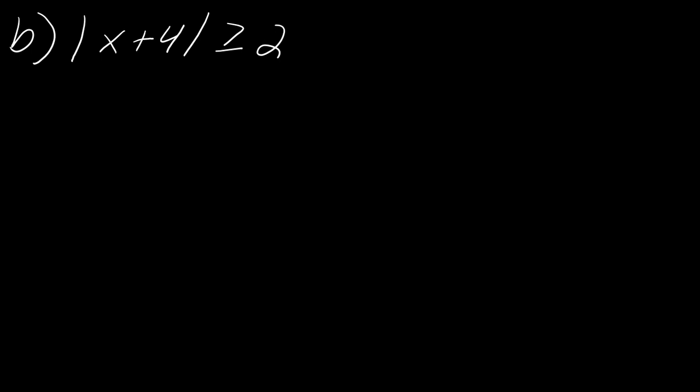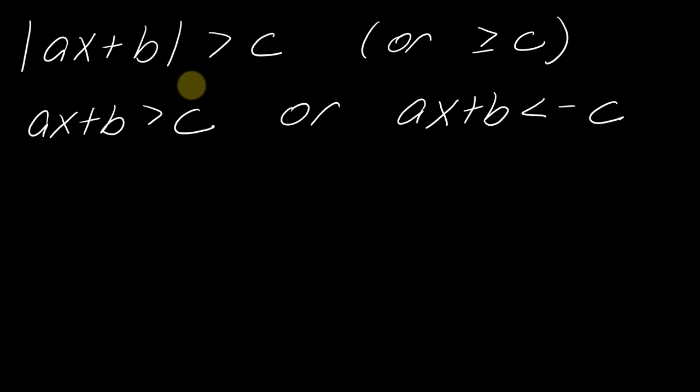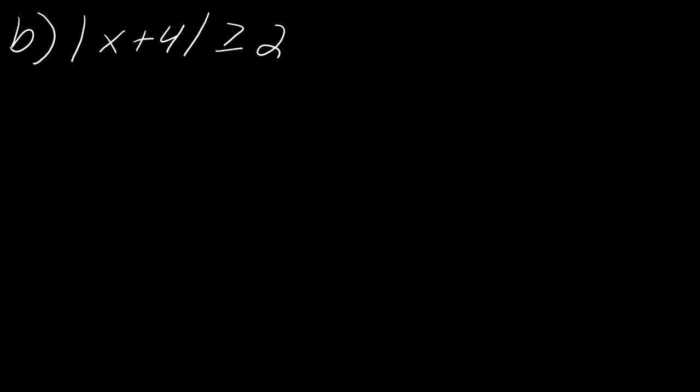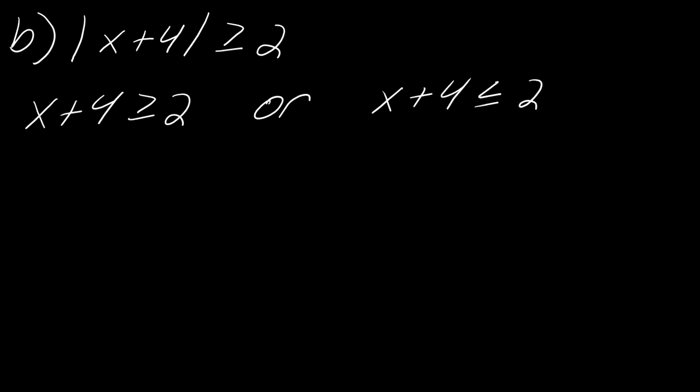Let's contrast that then to example B here. I've got the absolute value of x plus 4 is greater than or equal to 2. This would be the greater than case. When it's the greater than case, or in this case greater than or equal to, here is my setup. Let's go ahead and set this up. So this becomes x plus 4 is greater than or equal to 2, or x plus 4 is less than or equal to negative 2.